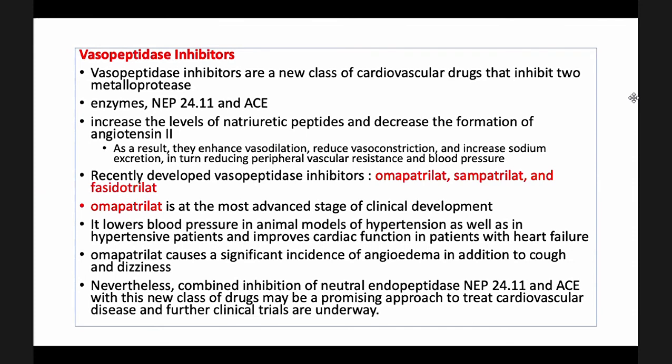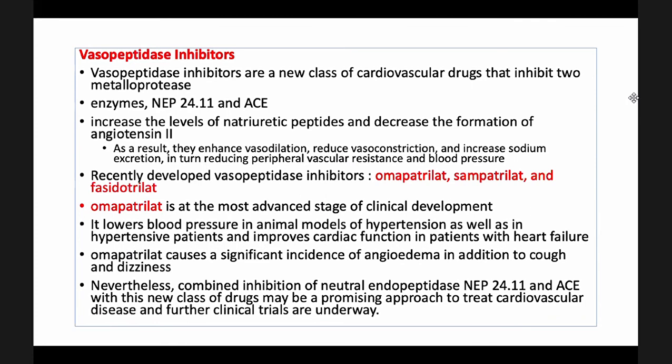So your vasopeptidase inhibitors are a new class of cardiovascular drugs that inhibit 2 metalloproteases. The enzymes are your NEP 24.11 and your ACE. This will increase the levels of your natriuretic peptides and decrease the formation of your angiotensin II. So what happens is that you will have enhanced vasodilatation, reduced vasoconstriction, and an increase in your sodium excretion. And in turn, you will have a reduction in your peripheral vascular resistance and blood pressure.